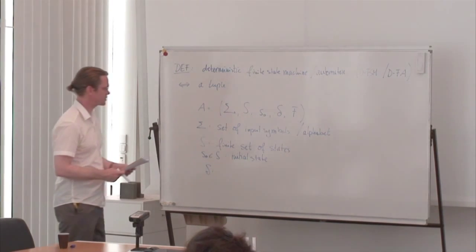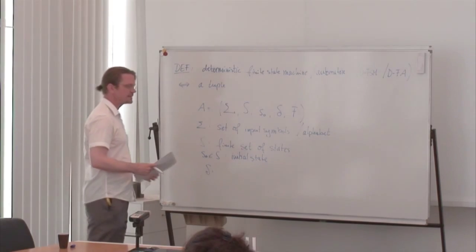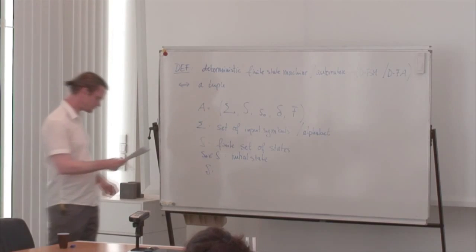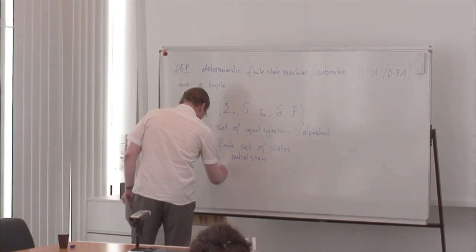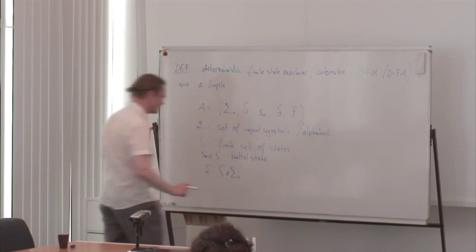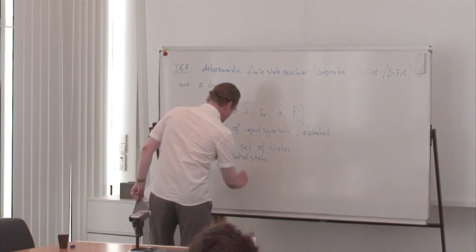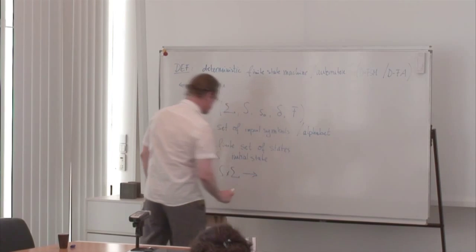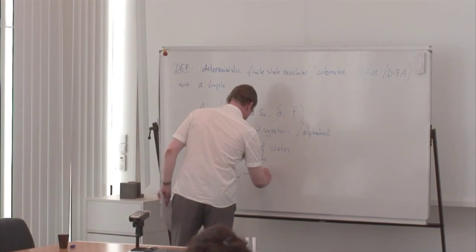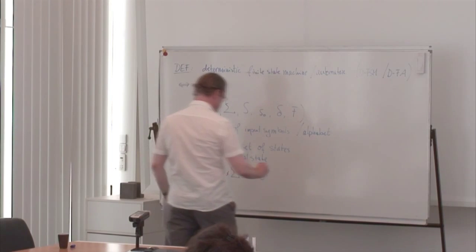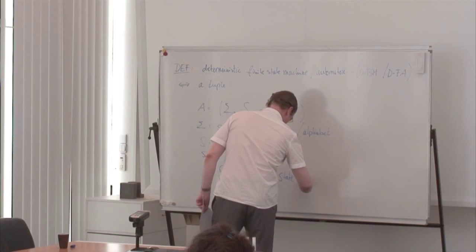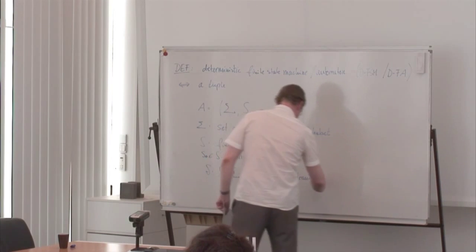And this next thing, this delta, is a function. And it takes 2 arguments and produces an output. And the 2 arguments are first a state and then an input symbol. And given a state and an input symbol, this function delta produces a new state. And it is also called the state transition function.